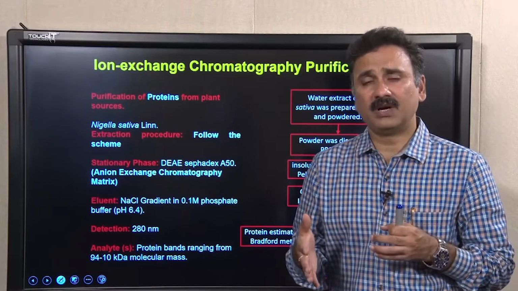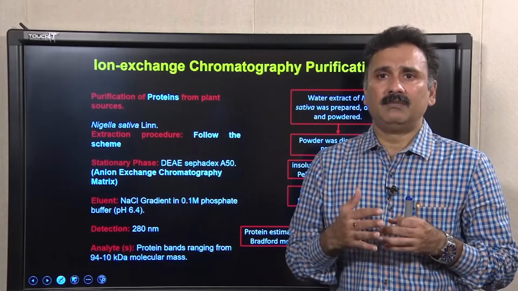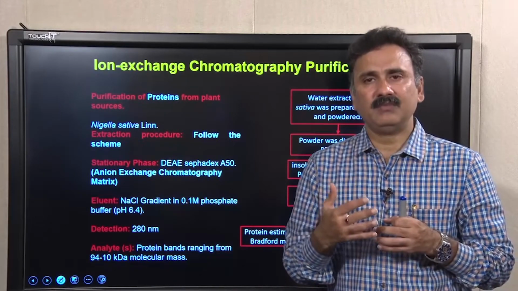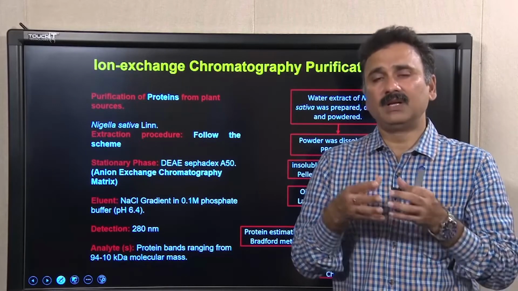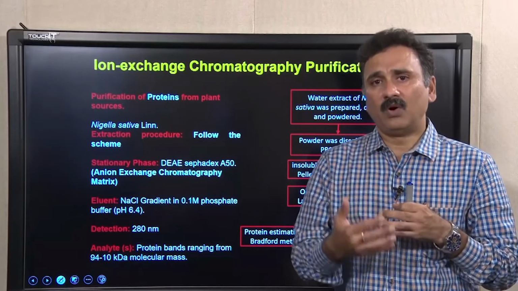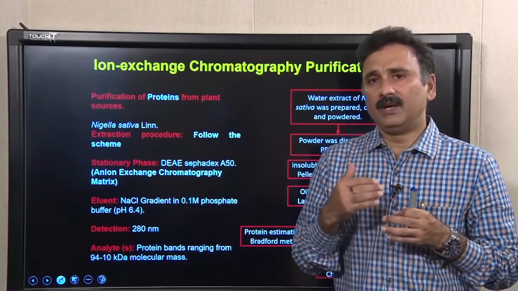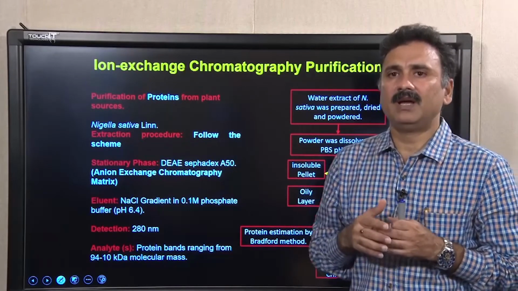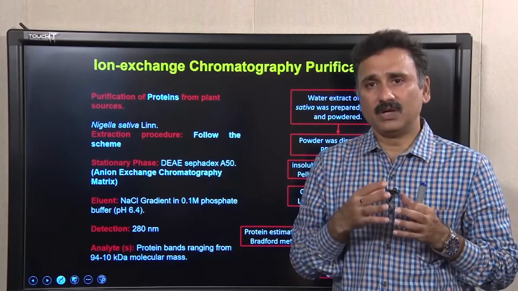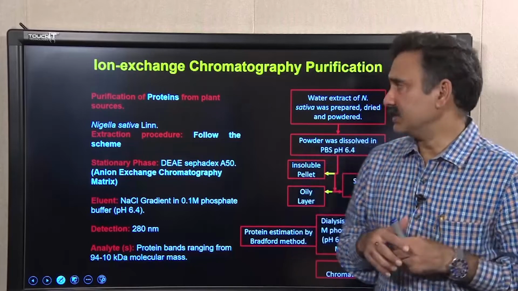So, we will go through several examples of how you can process the samples and what different precautions you have to take, so that it will give you an idea about optimizing protein purifications of your own choice, as well as how to perform the chromatography if you have a similar kind of samples. In this case, I have taken the first example where we are going to learn how to purify protein from plant sources.